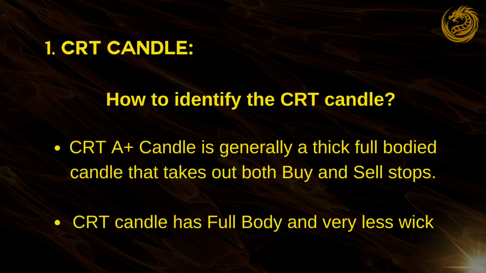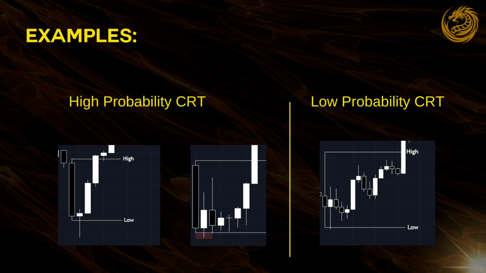So it is CRT candle. So how will you identify the CRT candle? CRT A plus candle is generally a thick full bodied candle that takes out both buy and sell stops. So CRT candle has full body and very less wick. From the examples we can see that on the left hand side we have a high probability CRT that has a very high full body candle and very less wick. And on the right hand side we can see a low probability CRTs. So it depends what type of CRT you are taking. If it is a high probability CRT, your win rate actually increases to a lot.